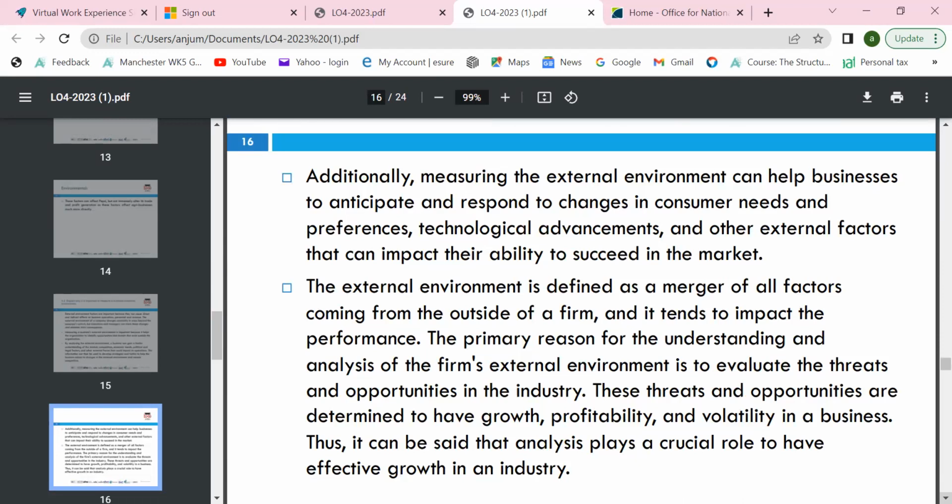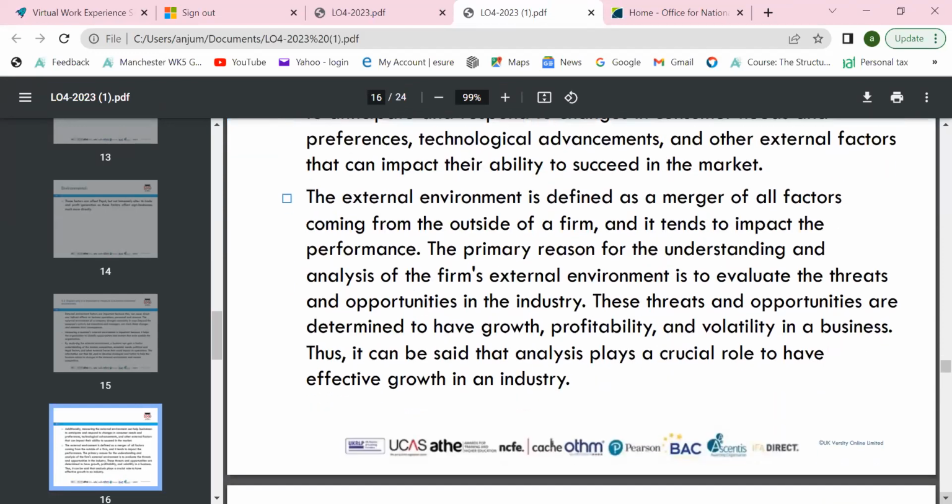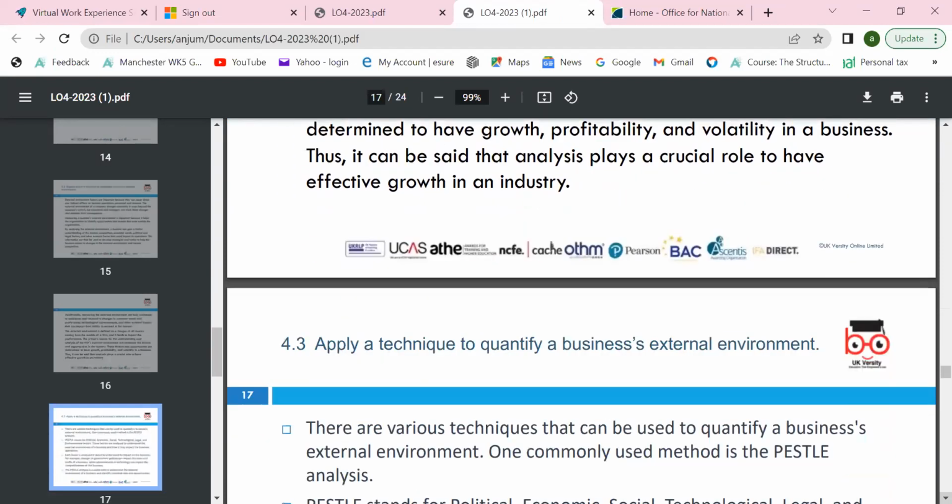External factors are defined as the aggregate of all the forces coming from outside the firm that tend to impact performance. The primary reason for analyzing the firm's external environment is to evaluate the threats and opportunities, and these are defined as growth, profit, volatility, and how much the risk is. The market is very volatile, it can go up and down so rapidly. Yes, that's what we need to look at. It plays a crucial and effective role in the industry.